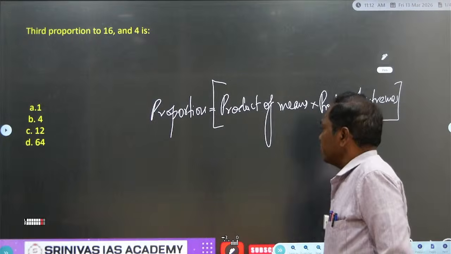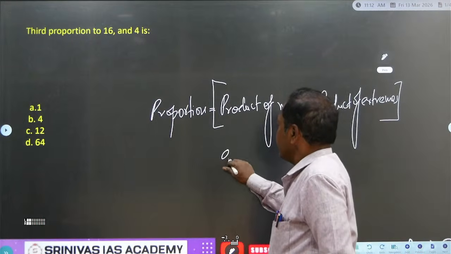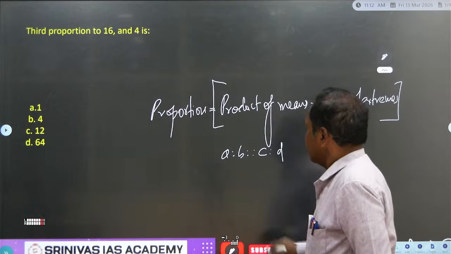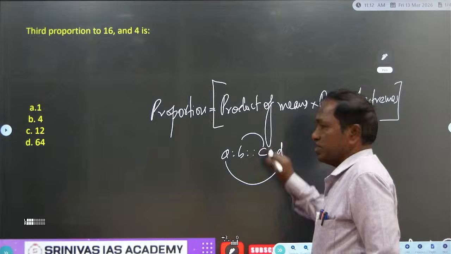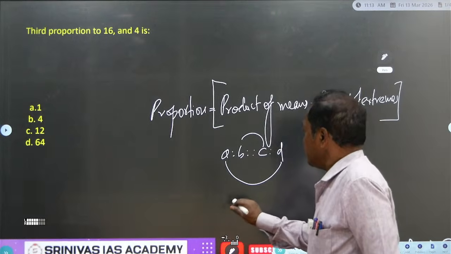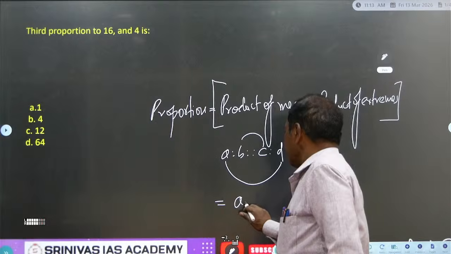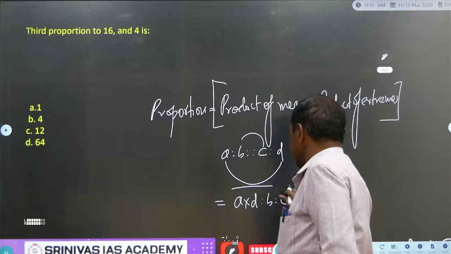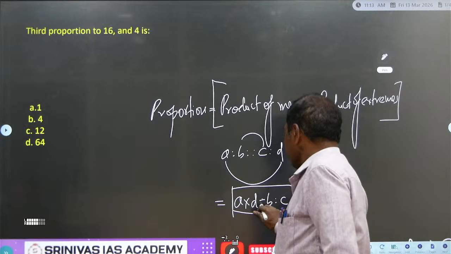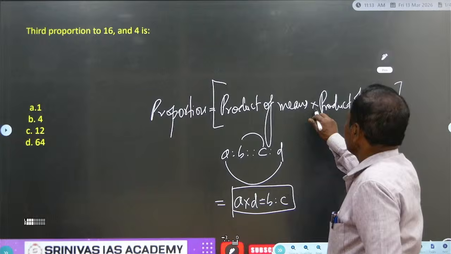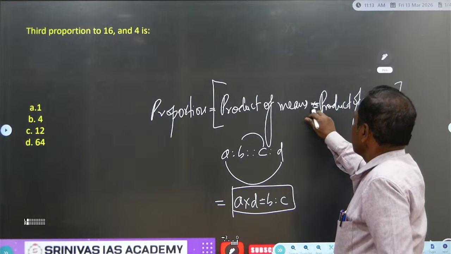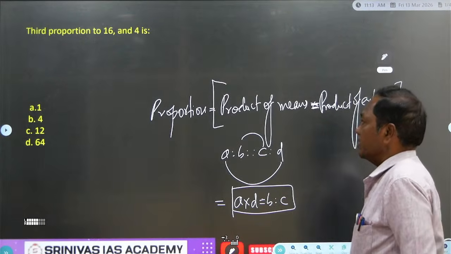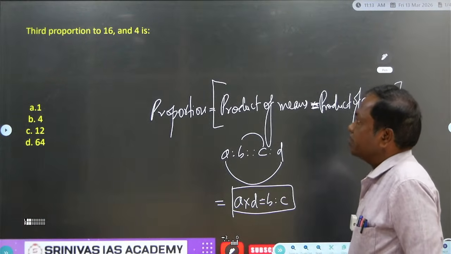Now 4 terms we need, like A is to B proportion C is to D. So this is extremes, this is means. So proportion is what: A into D is equal to B into C. If the values are equal, then put equals. You say that it is in the proportion, like that.